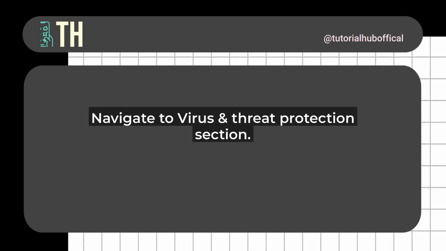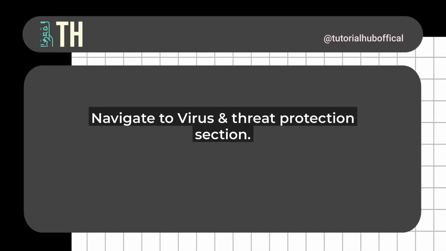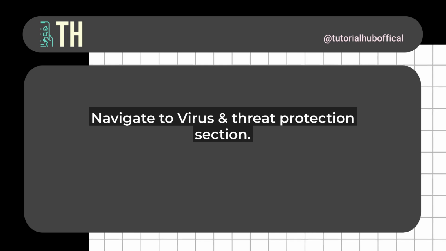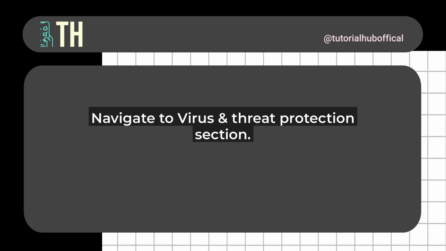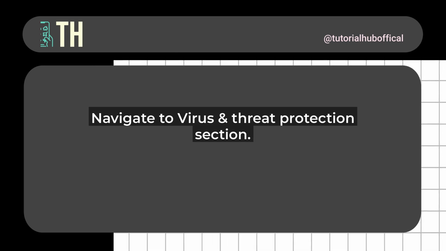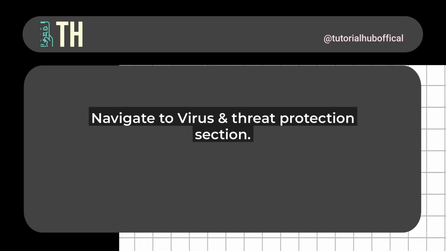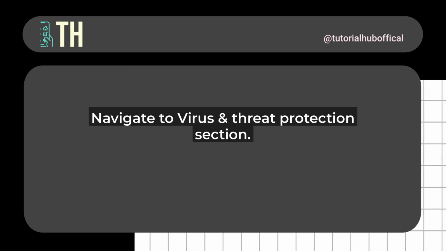First things first, let's open up Windows Security. You can do this by searching for Windows Security in your taskbar or going through the Start menu. Once you're in, navigate to the Virus and Threat Protection section. This is your gateway to all things malware and virus related.